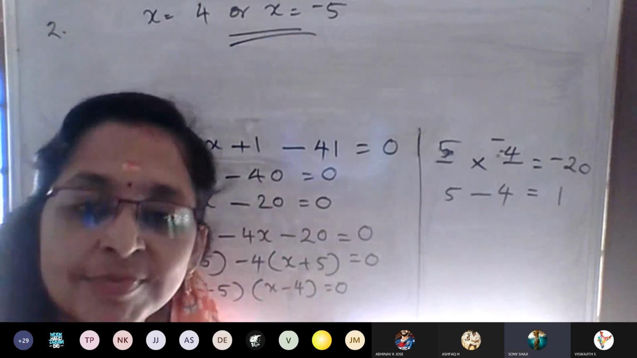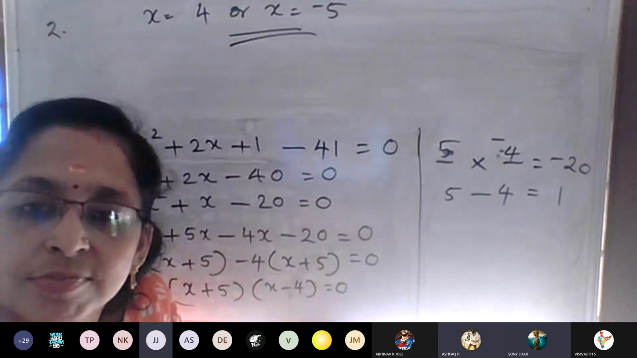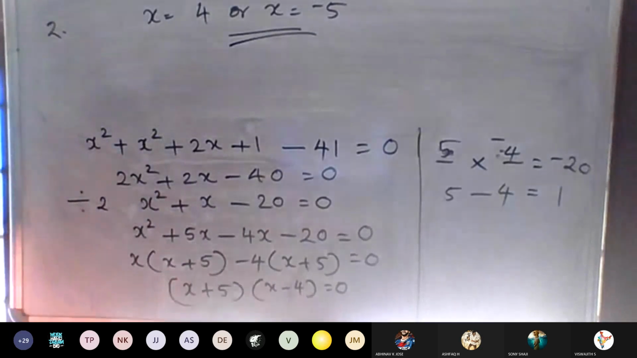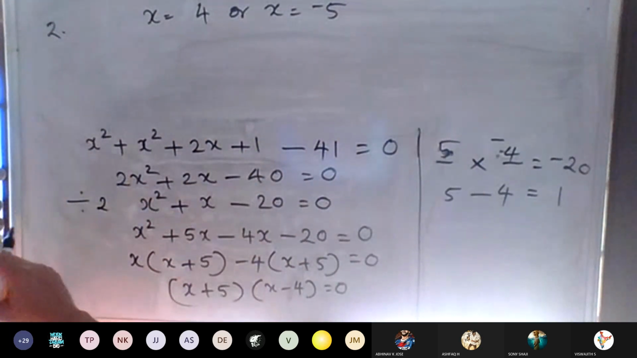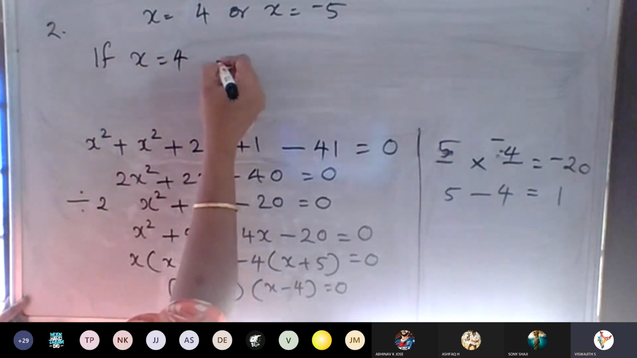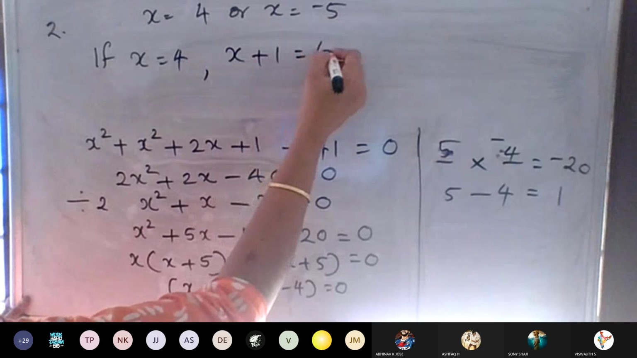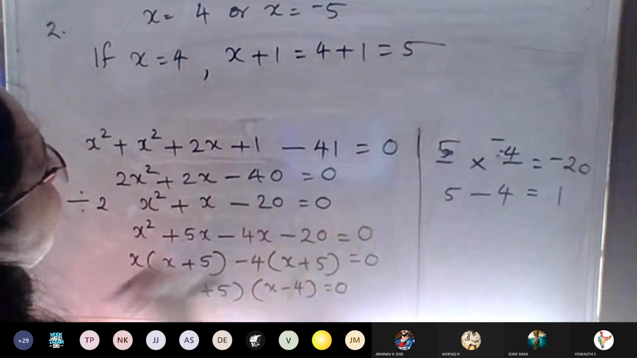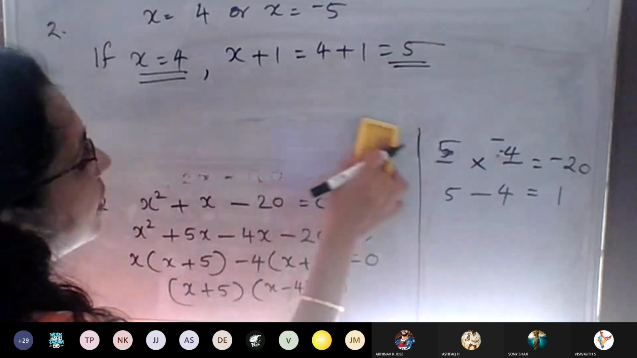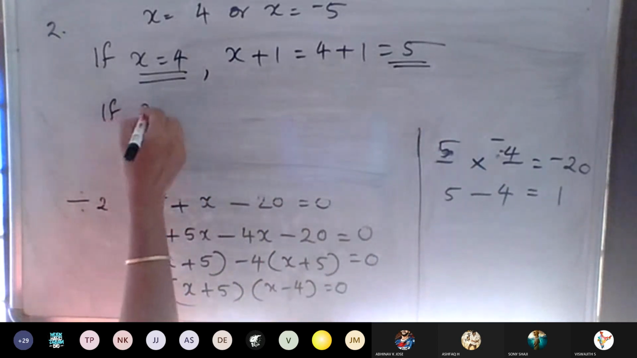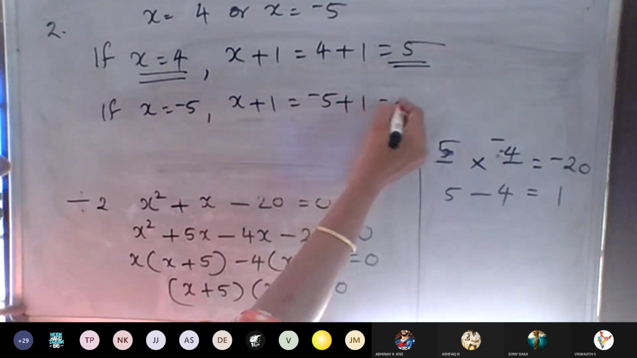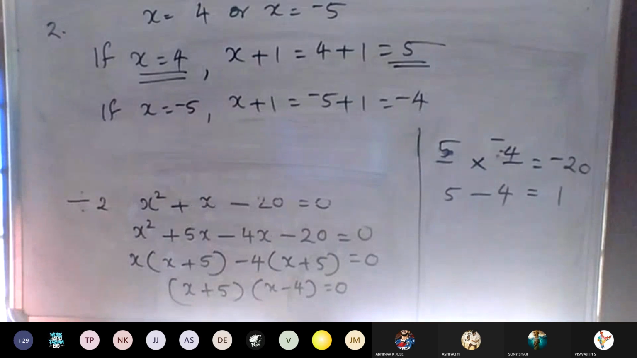Not completed. We assumed two consecutive numbers, x and x plus 1. Next step, what we have to write? If x is equal to 4, x plus 1 is equal to 5. Then if x is equal to negative 5, x plus 1 is equal to negative 5 plus 1, which is equal to negative 4.